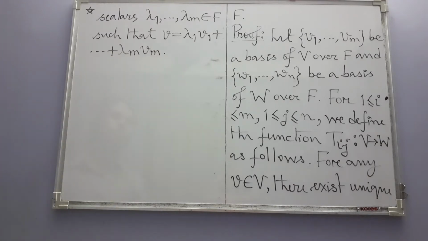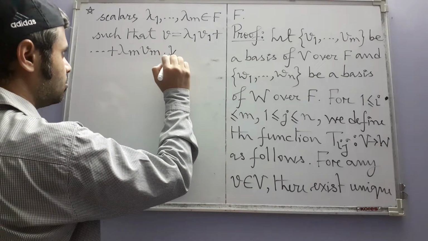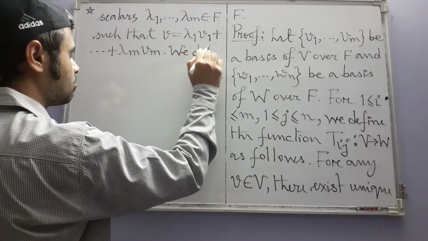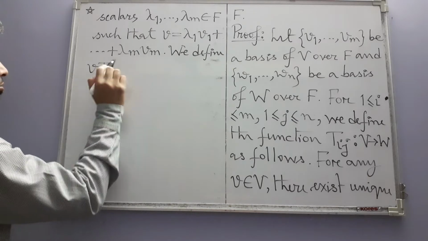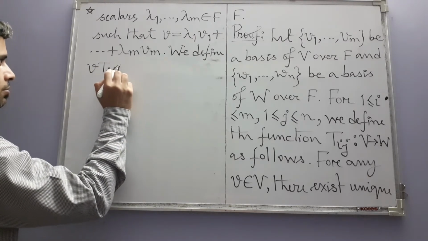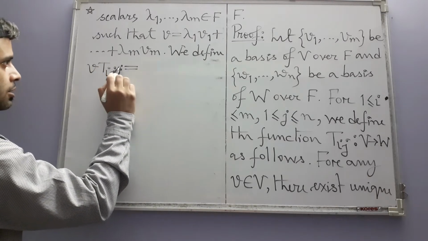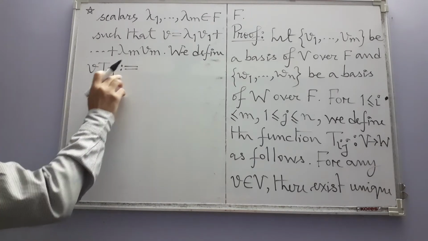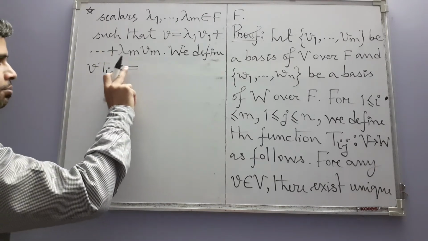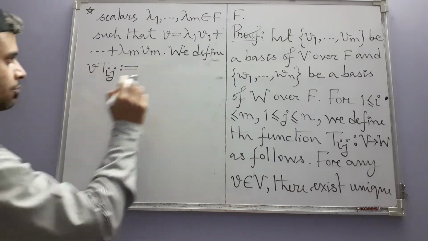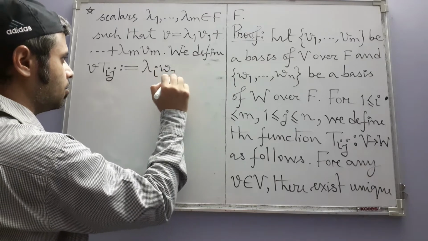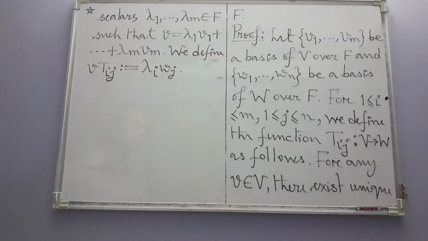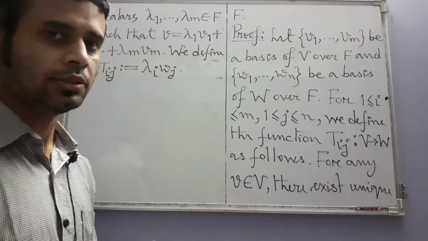Vm. Okay, we define Tij(v) to be equal to, this colon means it's a definition. This symbol is going to mean something, and that something we are now going to write. This is lambda i wj. Okay, so that's how we have defined the function Tij.